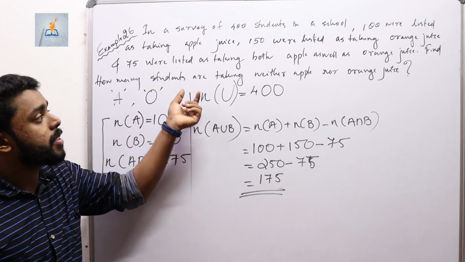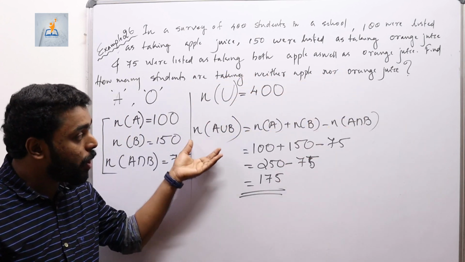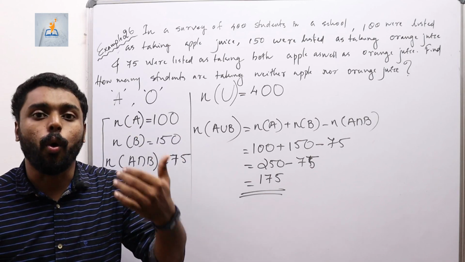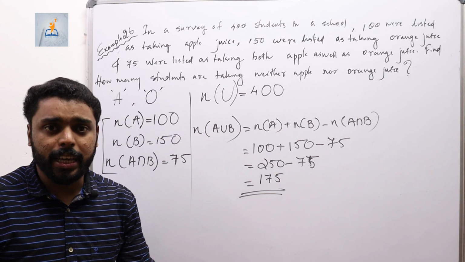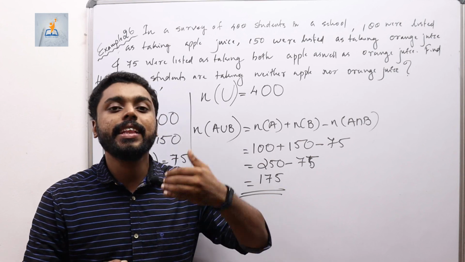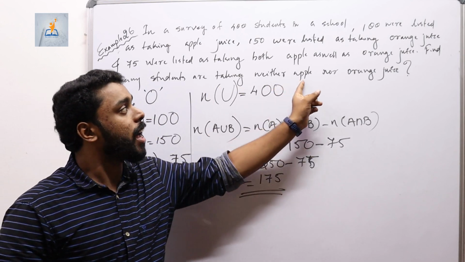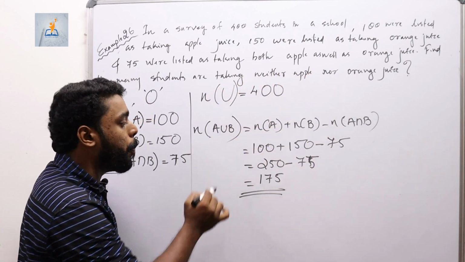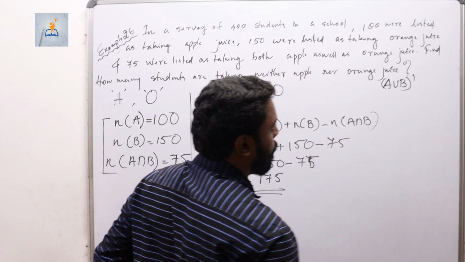Now we are asked to find the number of students taking neither apple nor orange juice. A union B means those students taking either apple or orange juice. So this is nothing but the complement of A union B. A union B denotes the number of students who are taking either apple or orange juice. We are asked to find those students taking neither apple nor orange juice. So the given statement will be the complement of A union B, so we are asked to find A union B the whole complement.